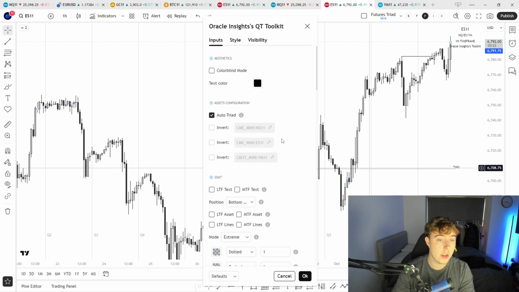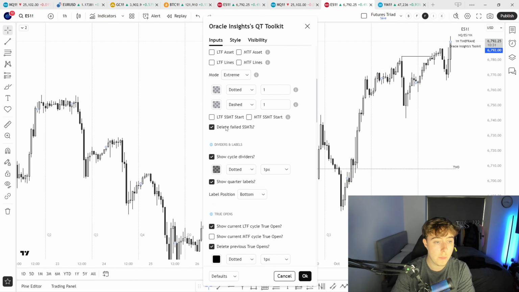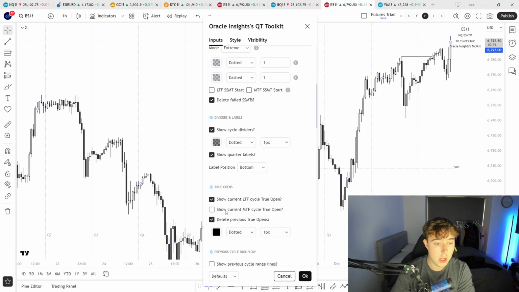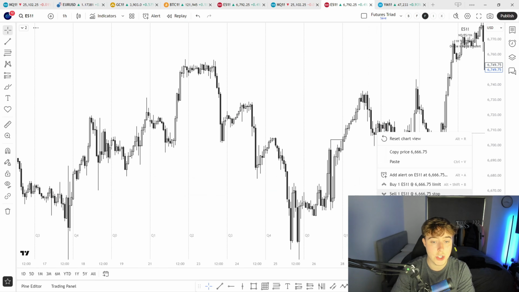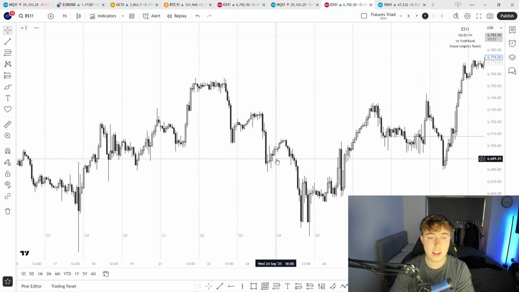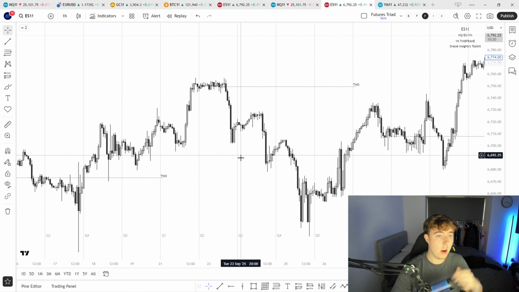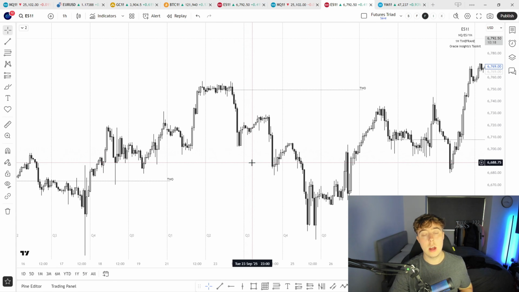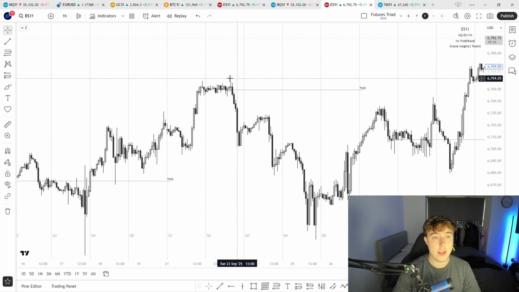I mean, even what we can do here on the indicator that we've got is turn off the delete previous true opens, and we can even go back and check out, you know, price is super reactive from the true opens. There are very specific points in price that price responds to, reacts from, and then drops lower.